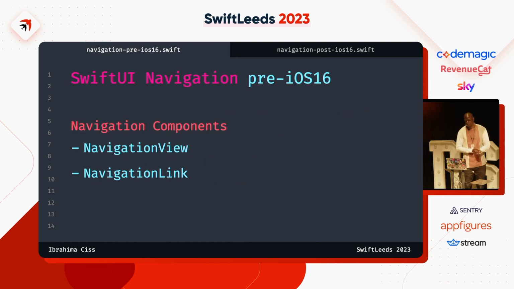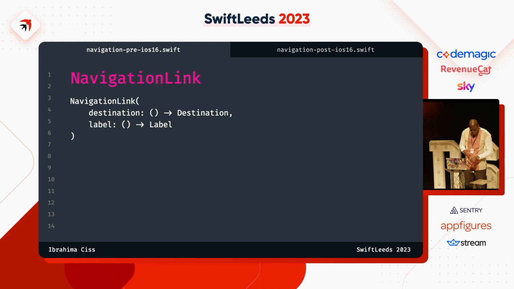So, SwiftUI navigation pre-iOS 16. Pre-iOS 16, we had two main components to do navigation in a SwiftUI app: the NavigationView and the NavigationLink. The NavigationView is pretty simple. It is just a container, and inside you put all your views, and you can now use NavigationLink to navigate between the screens in your app. Let's talk about the NavigationLink, which is more interesting.